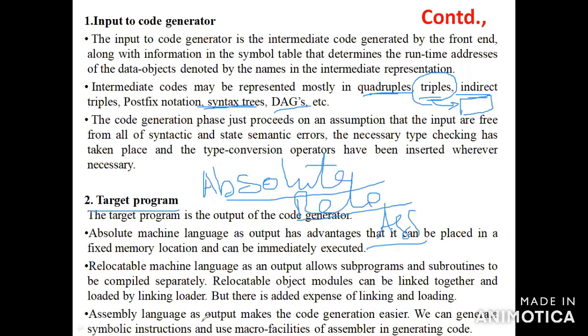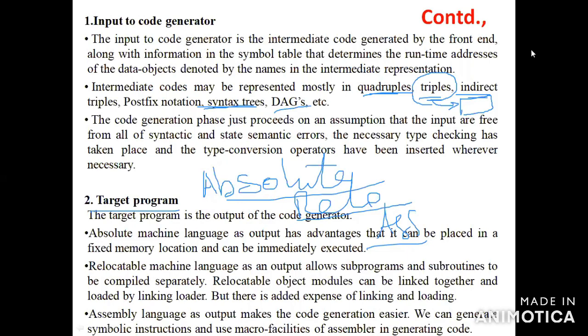So the second issue in the design of a code generator is the target program. The target program is the output of the code generator. In the target program, we have three code forms: absolute machine language, relocatable machine language, and assembly language. Absolute machine language can be placed at a fixed memory location and immediately executed by the given instructions.